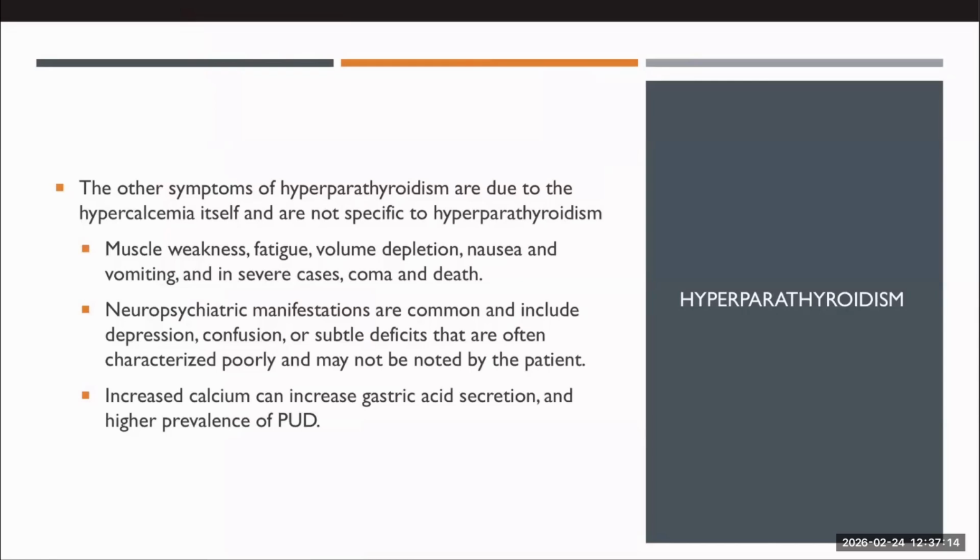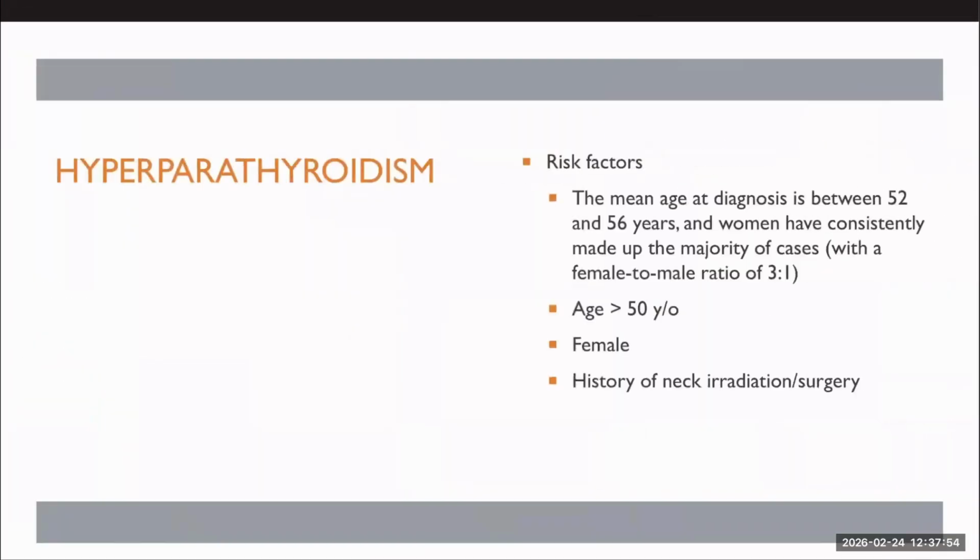So the other symptoms of the hyperparathyroidism are all due to the hypercalcemia itself, not due to the hyperparathyroidism. So what is high calcium? What does it do to us? Muscle weakness, fatigue, volume depletion, and in some serious cases, coma and death. You get some neuropsych manifestations, some depression, confusion, and this increased calcium can also cause gastric acid secretion, so they may get some acid reflux as well. But again, all of these symptoms are from high calcium.